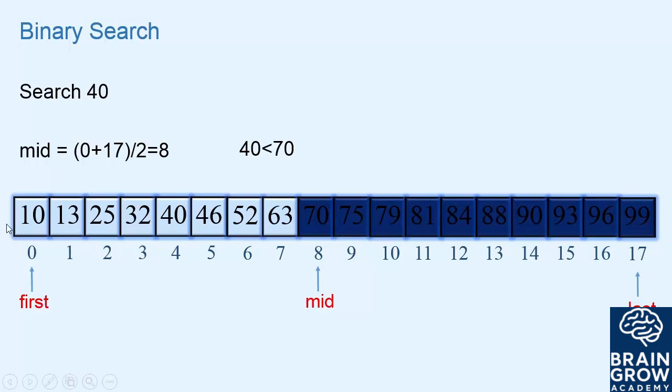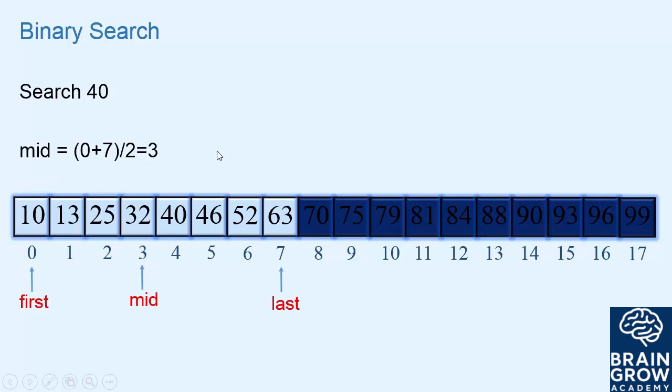Now for this left subarray, index of first element is 0. So we will not change this variable first. Index of last element is 7, which is equal to mid minus 1. So we'll update the variable last. So now last is equal to mid minus 1, last is equal to 7. Now we have to search in this subarray. So now again we'll calculate mid. It comes out to be 3. So this is the middle element.